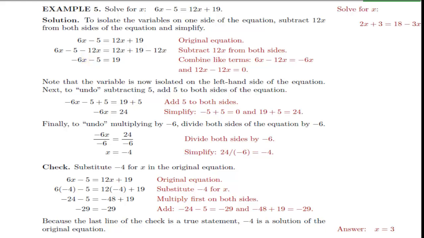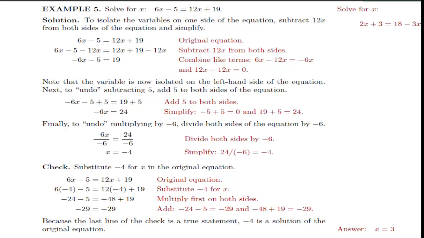Next, to undo subtracting 5, add 5 to both sides of the equation. On the left-hand side, we get negative 6x, and on the right-hand side, 24. Finally, to undo multiplying by negative 6, divide both sides of the equation by negative 6. So on the left-hand side, we're left with x, and on the right-hand side, 24 divided by negative 6 is negative 4. So x equals negative 4.